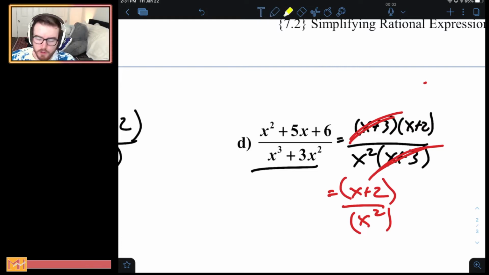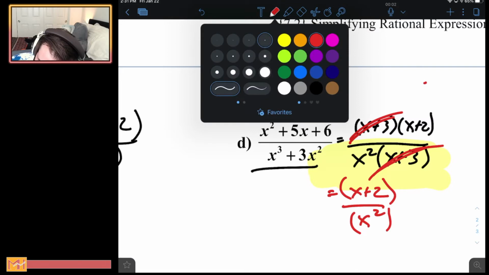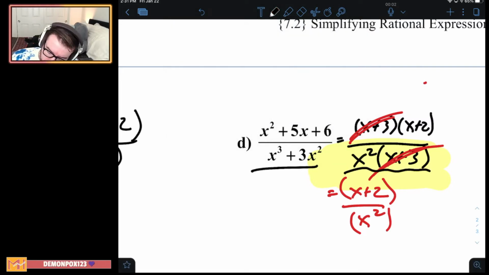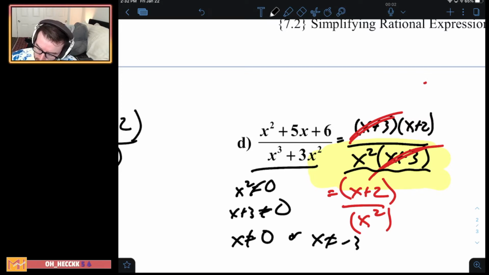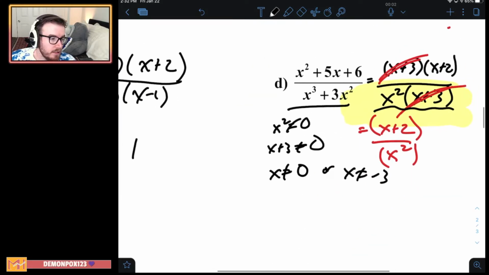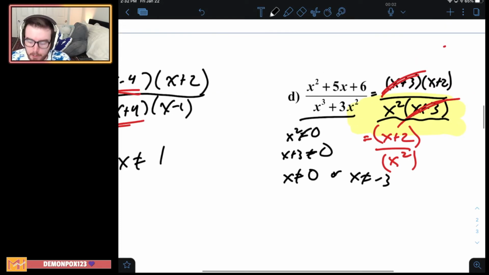All right, let's have another question. What are the undefined values? X can't equal what or what? Okay, what you should have done is looked at the denominator and said, okay, this can't be 0 and this can't be 0, right? That's the whole point. So what are the two magic numbers there? X can't be 0 or -3. Neither of those is very good because we get a denominator of 0.